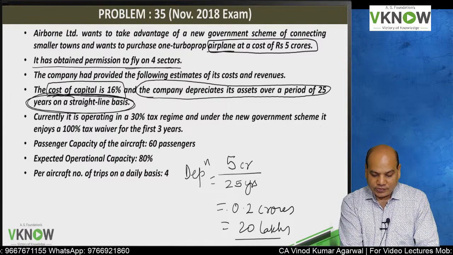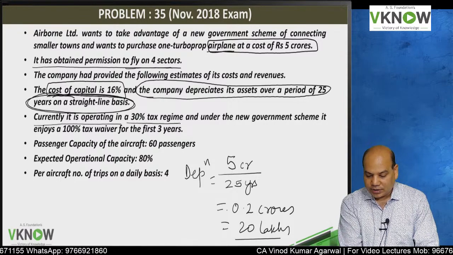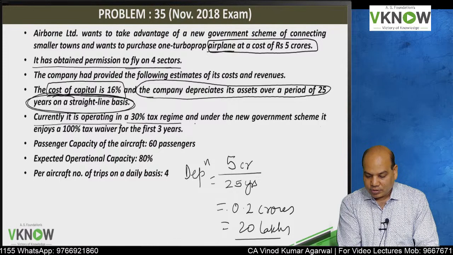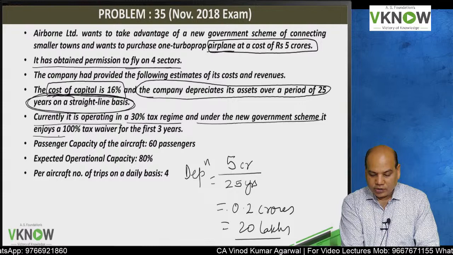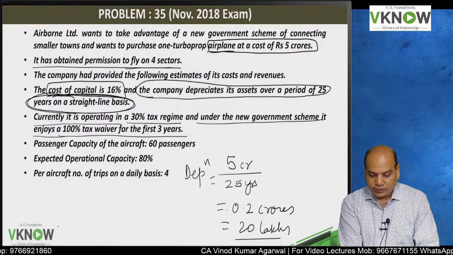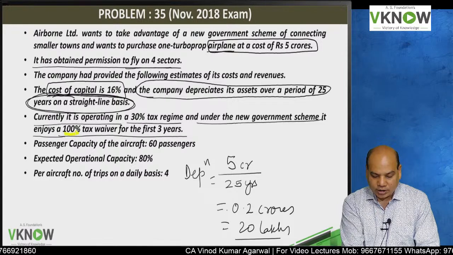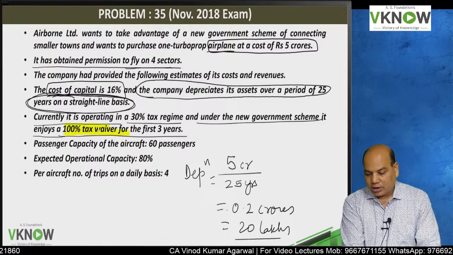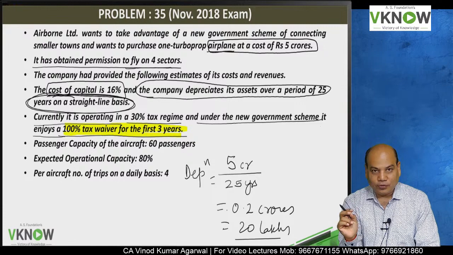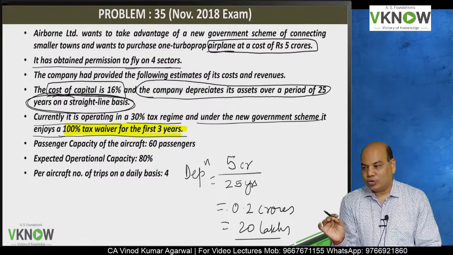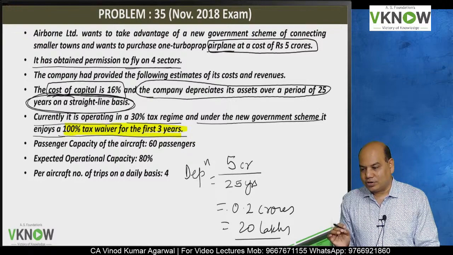Now it is saying currently it is operating in a 30% tax regime. Under the new government scheme, it enjoys a 100% tax waiver for first 3 years. Underline. While calculating taxation, do not calculate tax for first 3 years.